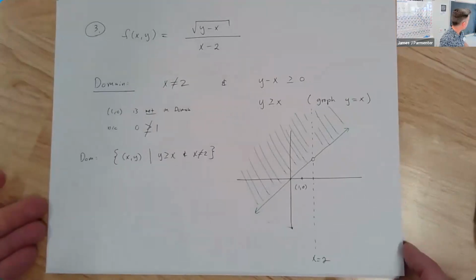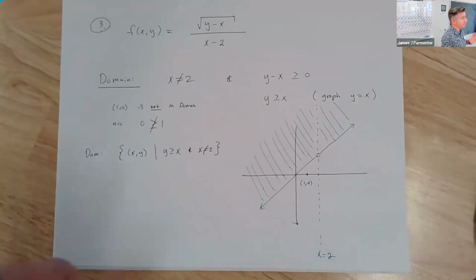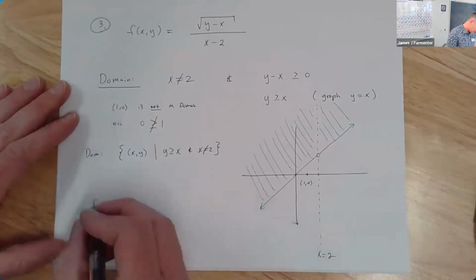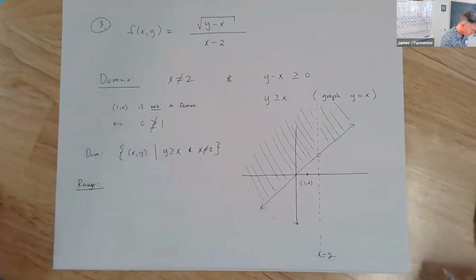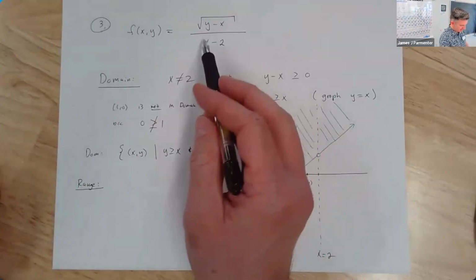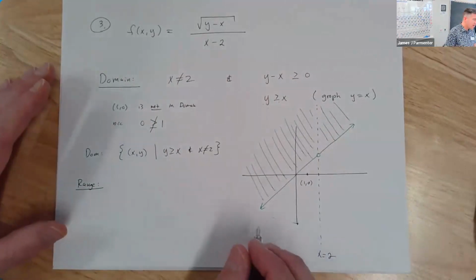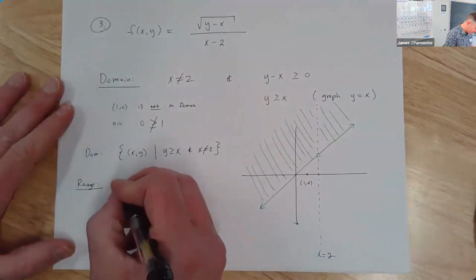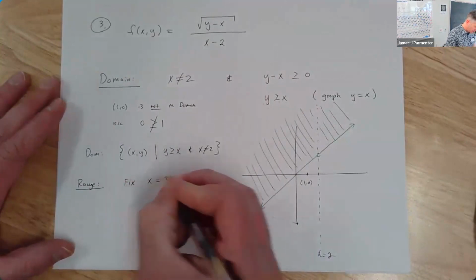Okay, let's talk about the range here. And here I think the method I used to find the range might make a little bit more sense. I've got kind of all the stuff here. So here's what I would do. I'm going to fix x for a moment, because if I fix x, I can kind of see what's going to happen. So let's make a really smart choice and let's fix x equal to 3.